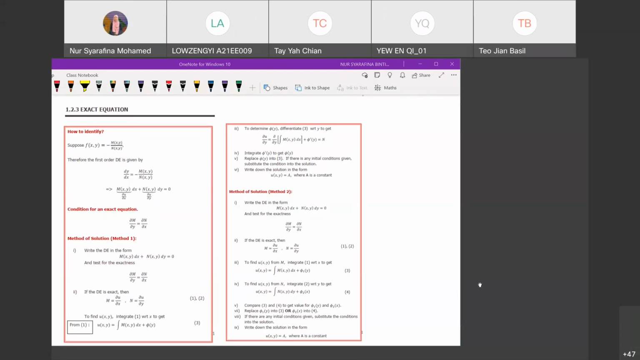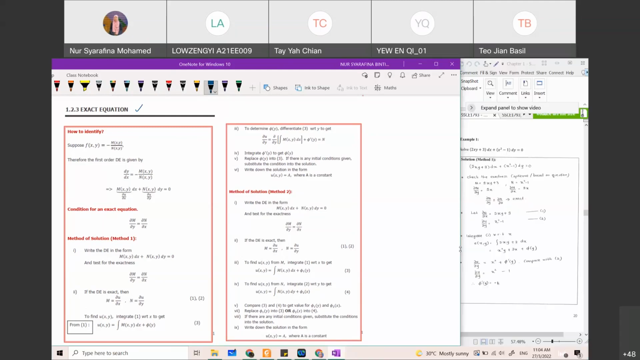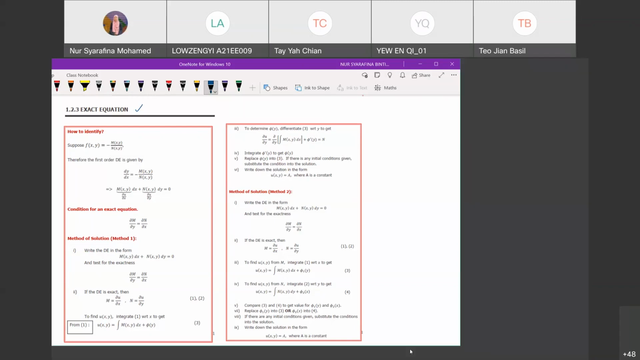All right, so exact equation. This is just another type of ordinary differential equation, which we call an exact equation. So how can we identify an exact equation? This is quite longer compared with the previous types, where the exact equation has two methods of solution, but both methods are acceptable.